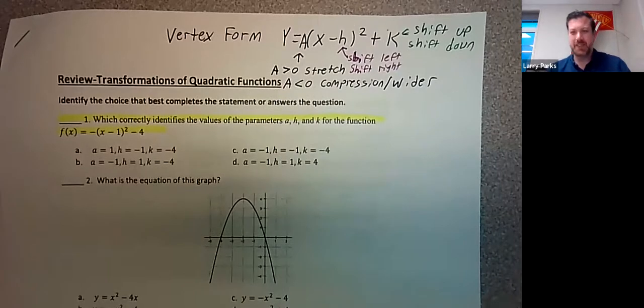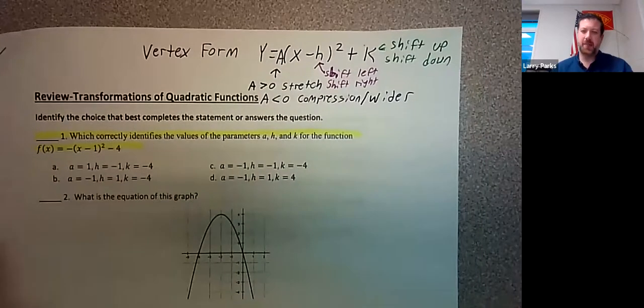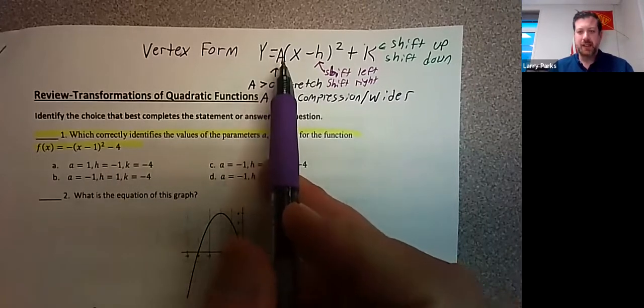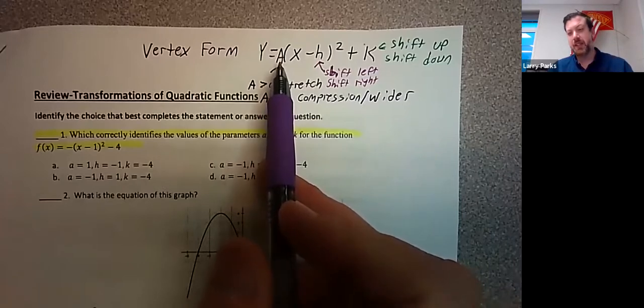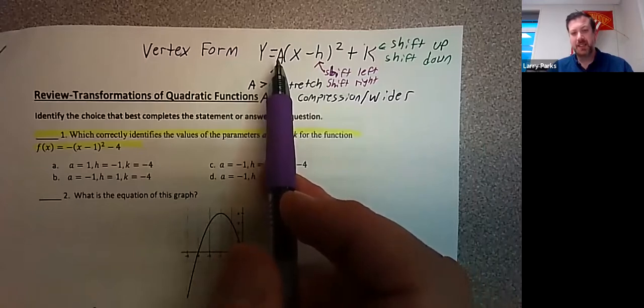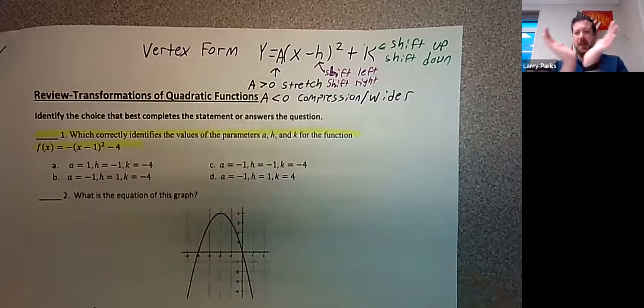Okay, so first let's spend a little bit of time talking about transformations. Most transformations we talk about are from vertex form. I wrote the form for vertex, and I just want to remind you that the number out front, if it's bigger than 0, causes it to stretch. So it takes that parabola and stretches it.